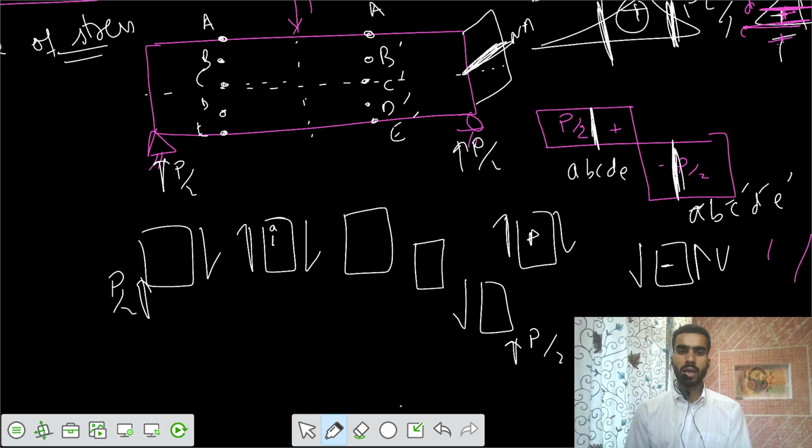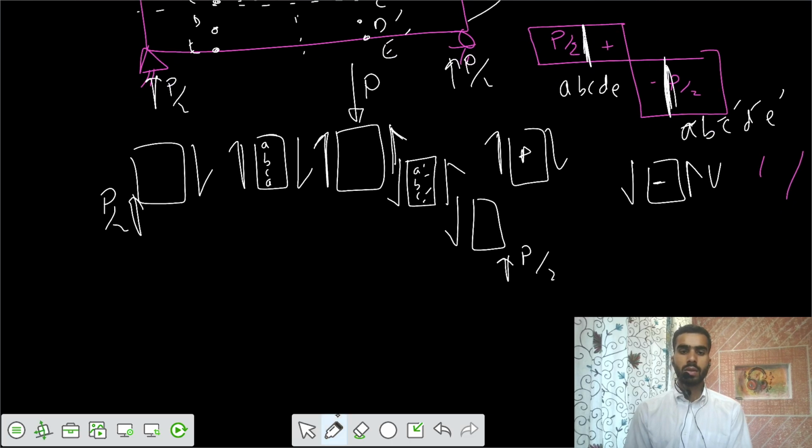I will call this one ABCDE, this one A dash, B dash, C dash. So there would be some upwards. In this part downwards, and in this part upwards, and in this part also upwards. But there is a vertical load also, P. So to balance that, there is upwards on both sides. So I would say this value would be P by 2. That's not our concern, how much shear force is there, but the concern is this part. For ABCDE we have positive shear force, and for A dash, B dash, C dash, D dash, E dash, that is negative shear force.